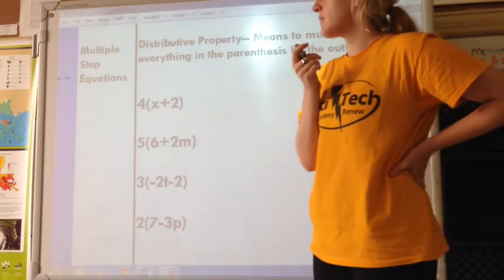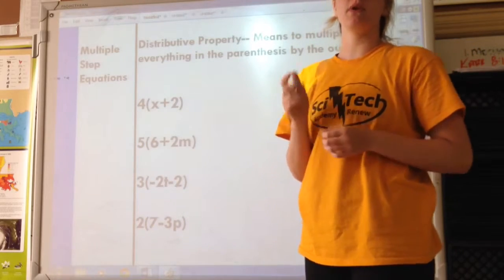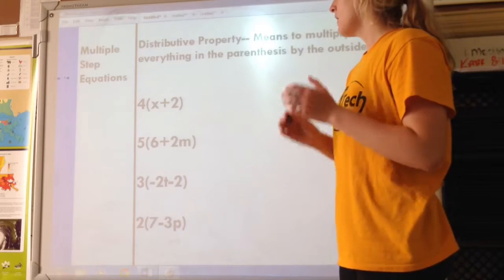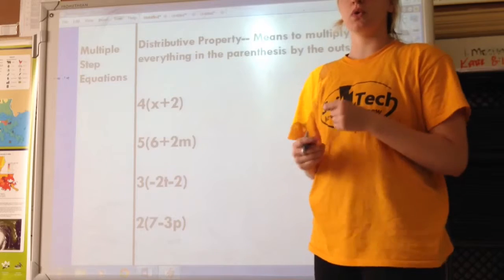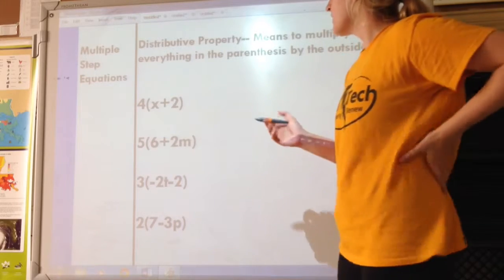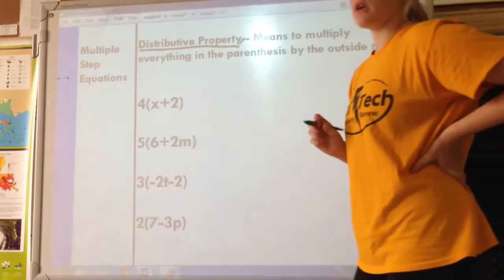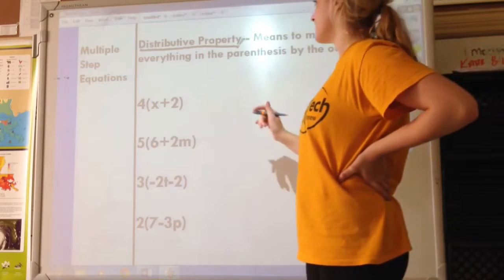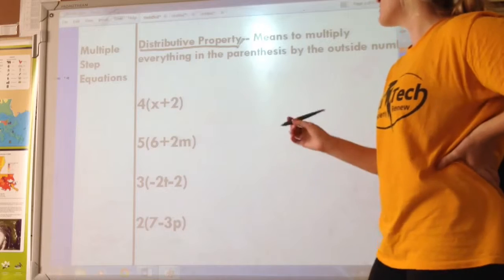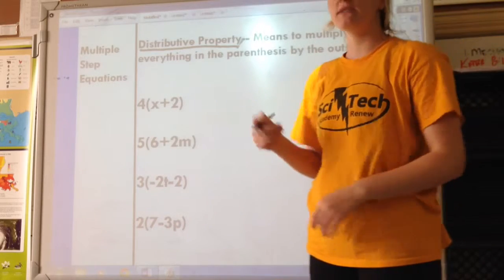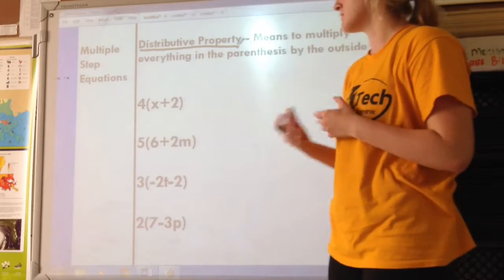The first thing that we need to keep in mind when we're solving equations is that we are always trying to isolate our variable. That is always the goal. Today we're going to learn another tool in order to isolate our variable, and that's called the distributive property. I want you to write distributive property on your paper and then copy down the definition. The distributive property essentially means to multiply everything in the parentheses by the outside number. It just essentially means to share the love and to multiply.